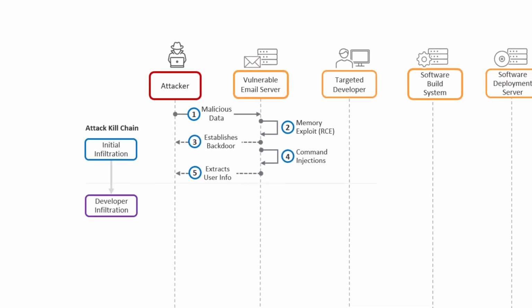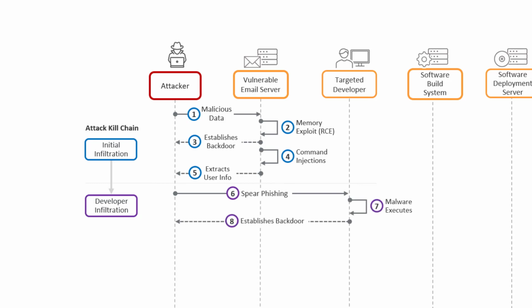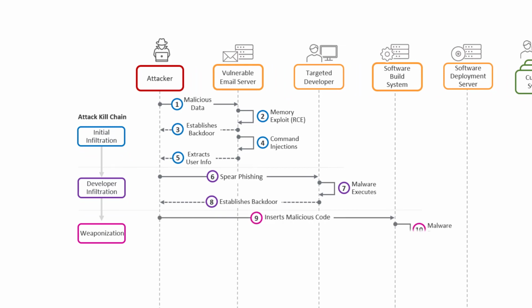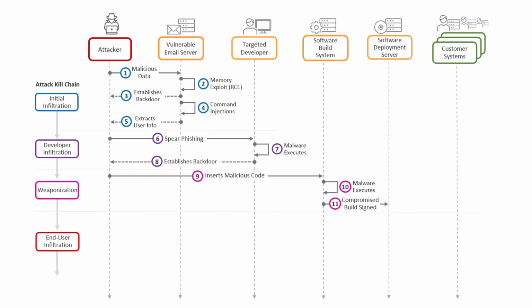Next, specific developers were targeted with spear phishing emails and tricked into executing malware that opened more backdoors to their development systems. From there, the attackers were able to insert and hide malicious code directly into source code, which was then compiled into software builds and properly digitally signed by the software vendor. From there, the compromised software updates were downloaded by thousands of end customers.